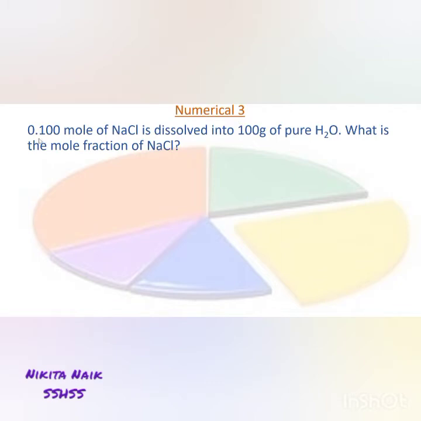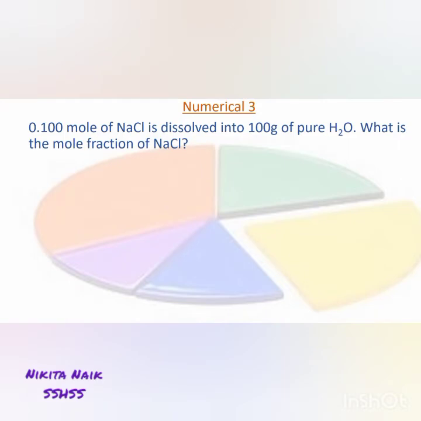Numerical 3. 0.100 mole of NaCl, which is our solute, is dissolved into 100 gram of pure water, which is our solvent. What is the mole fraction of NaCl? Let us write what is given to us directly. Mole of NaCl is given to us. So n of NaCl is given to us, that is equal to 0.100 mole.